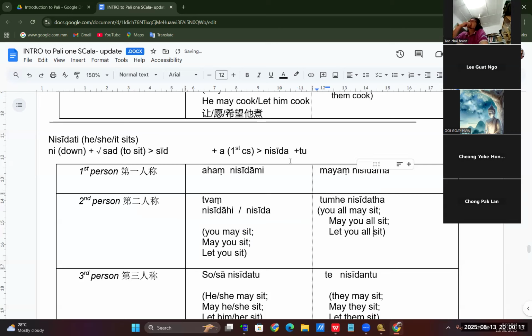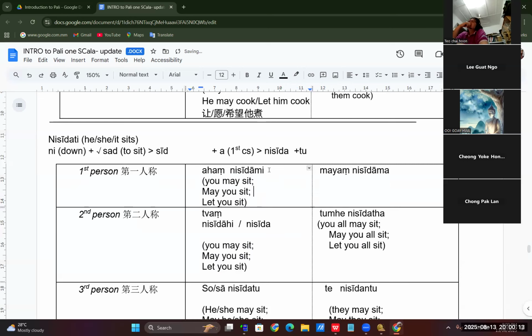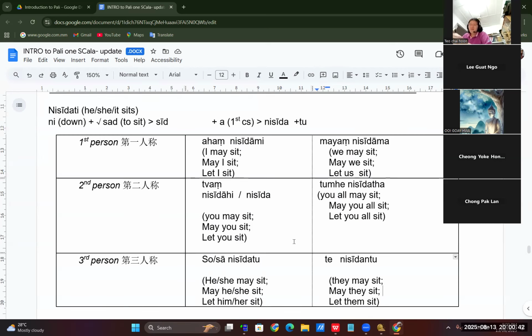And then the nisidami means I. So change it to you, change it to I. Let I sit. And then this one we change it to mayam, change it to we. So we may sit. May we sit? Let us sit. Okay. So any difficulty? I think it's not so difficult. It's common sense.